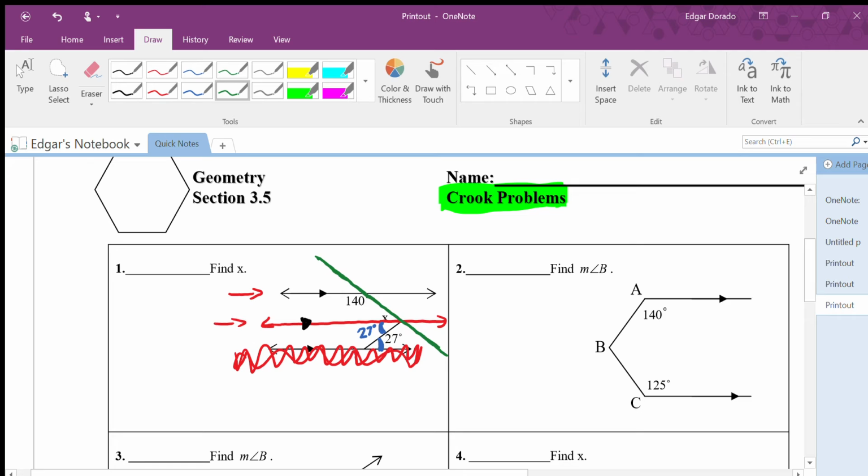Okay, cool. So what do we know now? Well, from the top angle, we know this angle that is 140. What we want to find is what this piece is here. So how are those two angles related? And I hope you're saying that they're both on the interior of our two parallel lines and they're on the same side of the transversal.